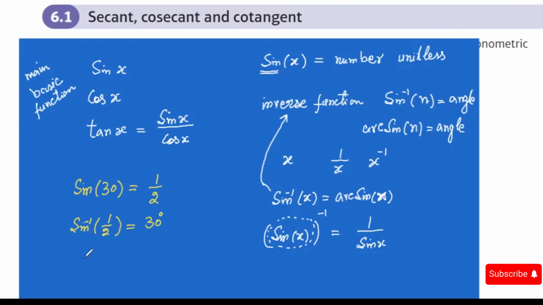Now, if I say the inverse of sin 30, this 30 is an angle, not a normal number. So the answer will be 1 over sin 30 degrees. We know sin 30 is 1 over 2, so 1 divided by 1 over 2. The answer is 2. Got it?